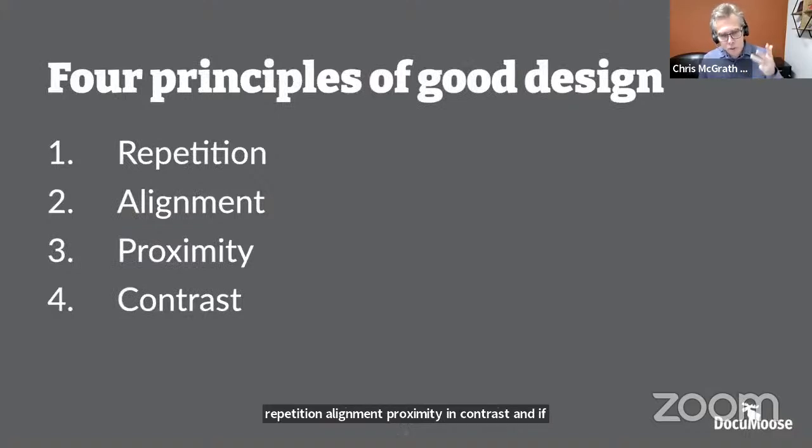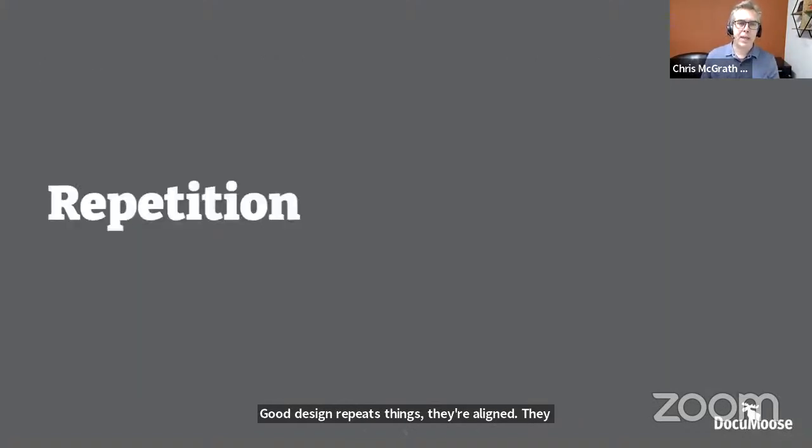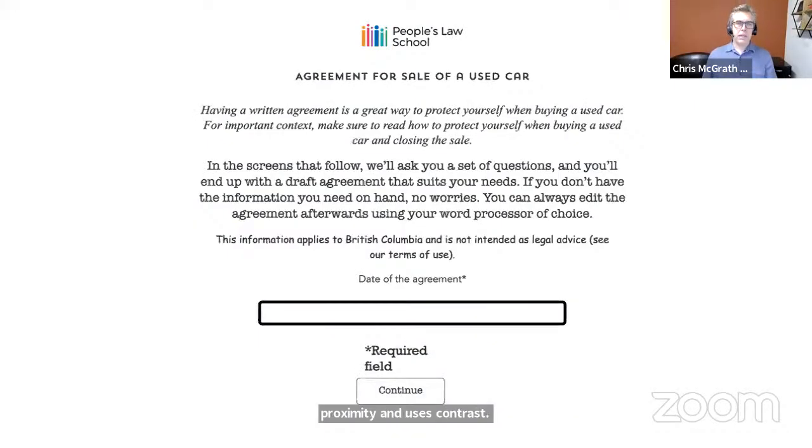And if you just use these words when you're looking at any design problem: good design repeats things, they're aligned, it uses proximity, and it uses contrast. Let me show you. Here is that interview where we used any font, any size, we mixed and matched outlines.